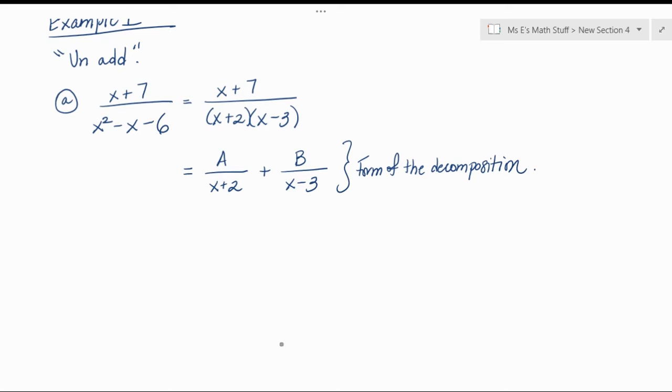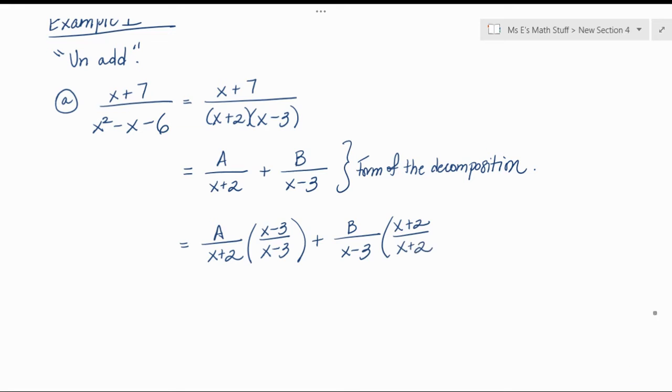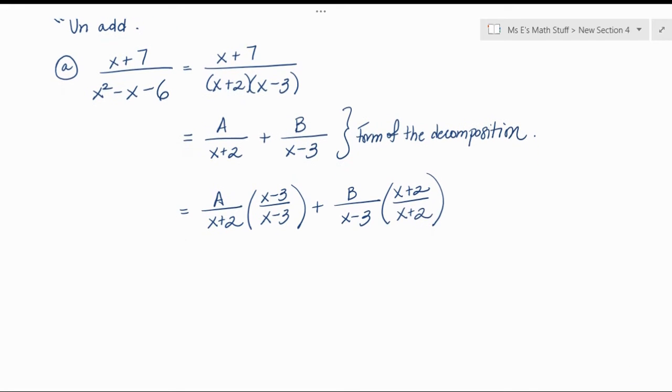It's important. So what we're going to do is we're going to say, okay, well, if you have a over x plus 2 and you need to add it to b over x minus 3, well, you'd have to get common denominators. So you'd have to multiply your first fraction by this version of 1, and you'd have to multiply your second fraction by this version of 1. All right, stay with me, stay with me. And then you follow your algebra rules.